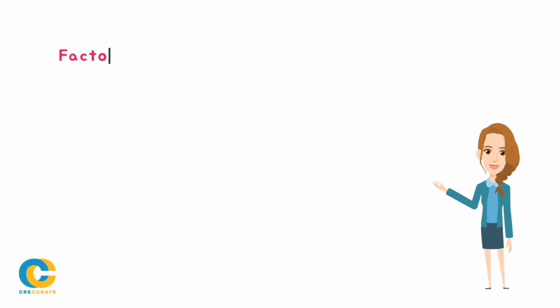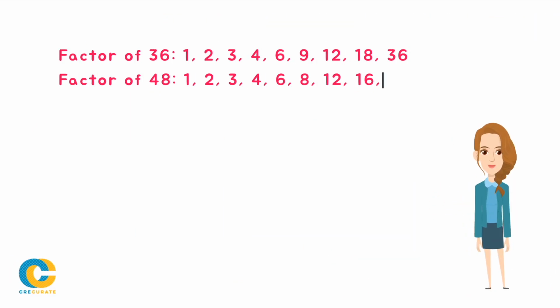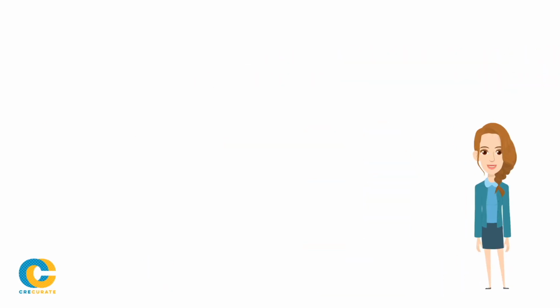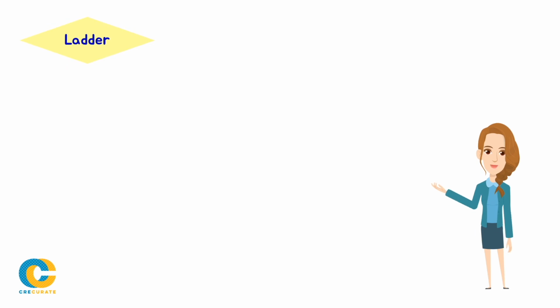We can do so by listing all the factors of 36 and 48, identify the common ones, and from there we can see that the highest common factor is 12. This means that the maximum number of boxes they can have is 12. In fact, there is another more efficient method of finding the highest common factor. This is known as the ladder method.